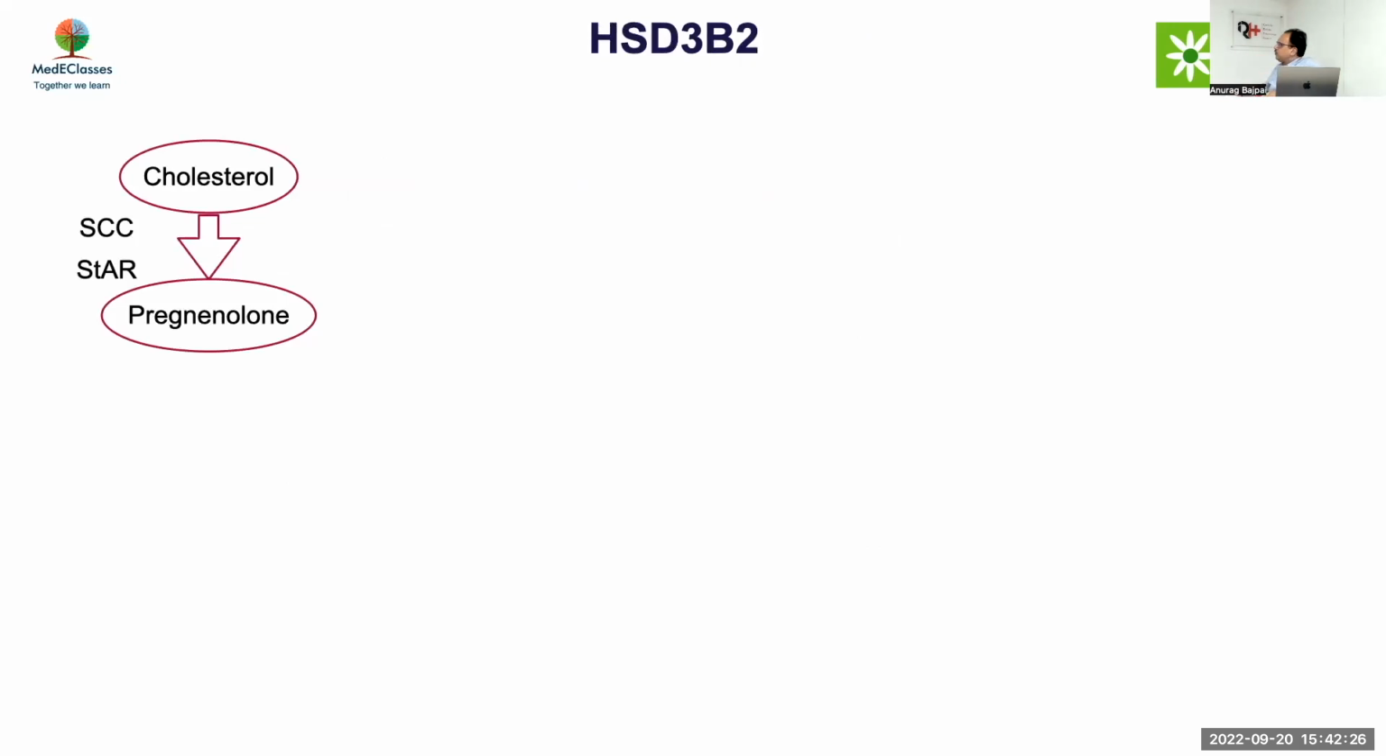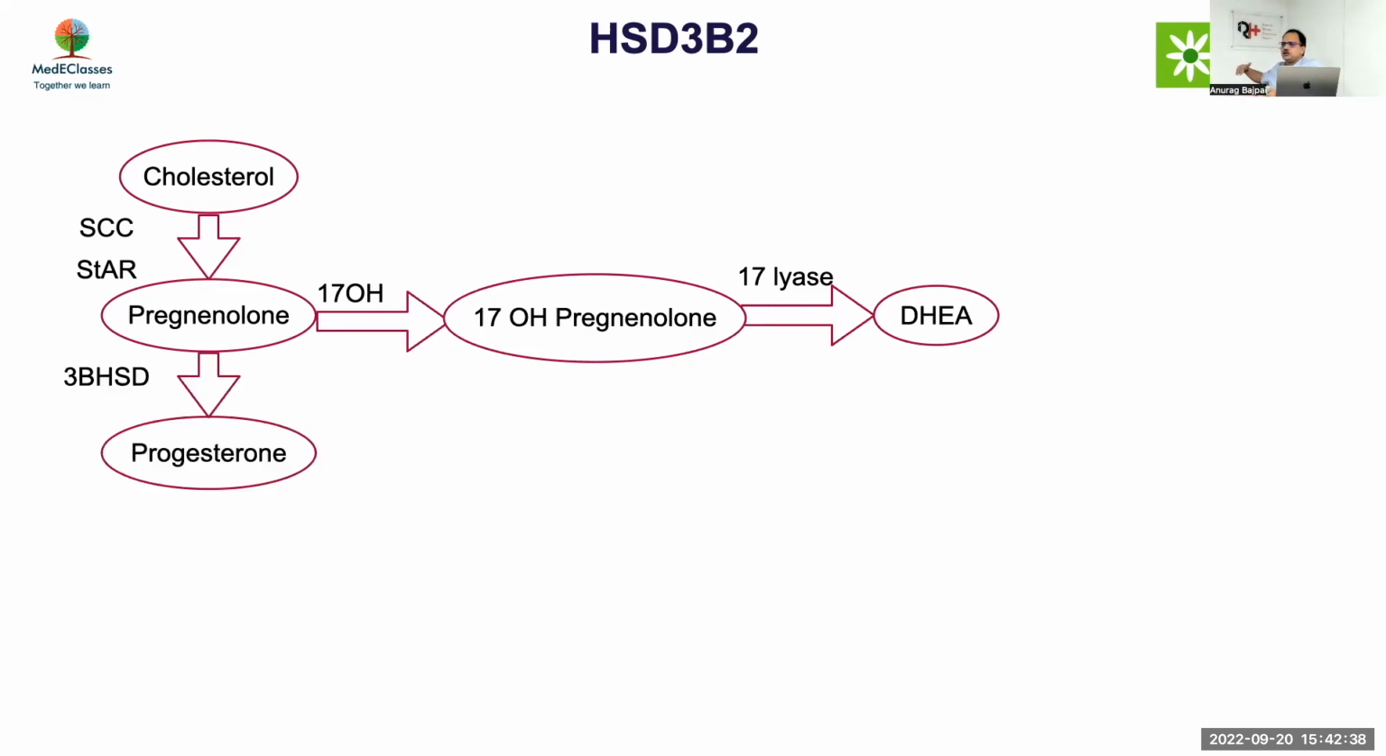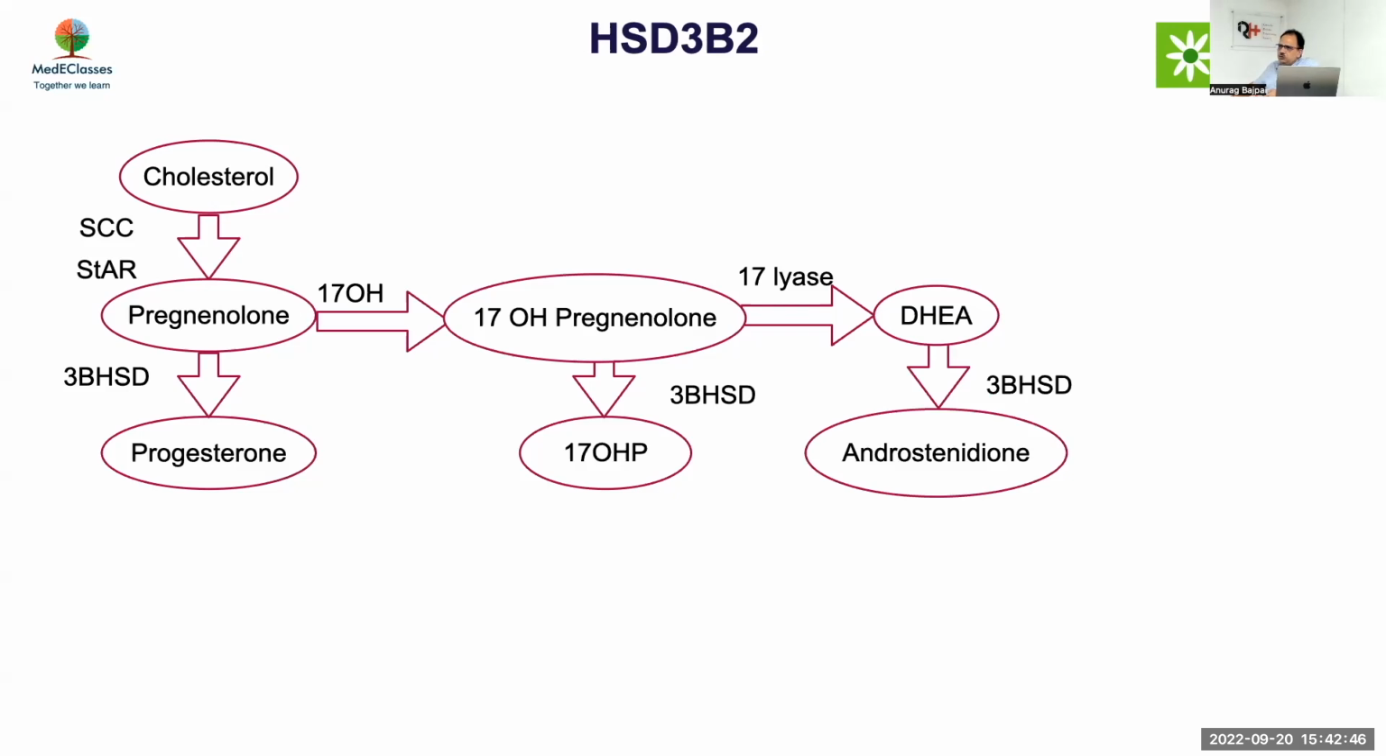So now our pathway has progressed. Two big enzymes have come into the picture. Pregnenolone, now with 17-hydroxylation becomes 17-hydroxypregnenolone. From lyase becomes DHEA, and then 3-beta plays its role converting delta 5 to delta 4. Pregnenolone to progesterone, 17-hydroxypregnenolone to 17-OHP, and DHEA to androstenedione.